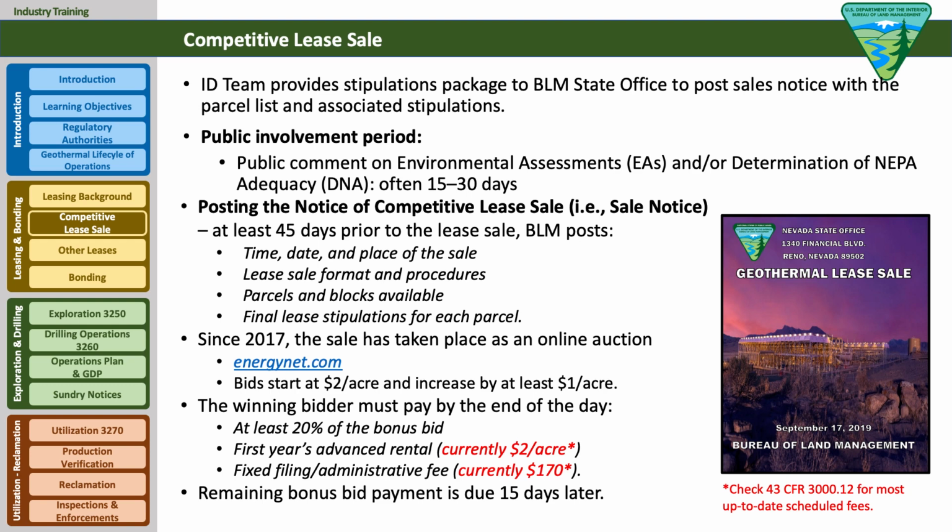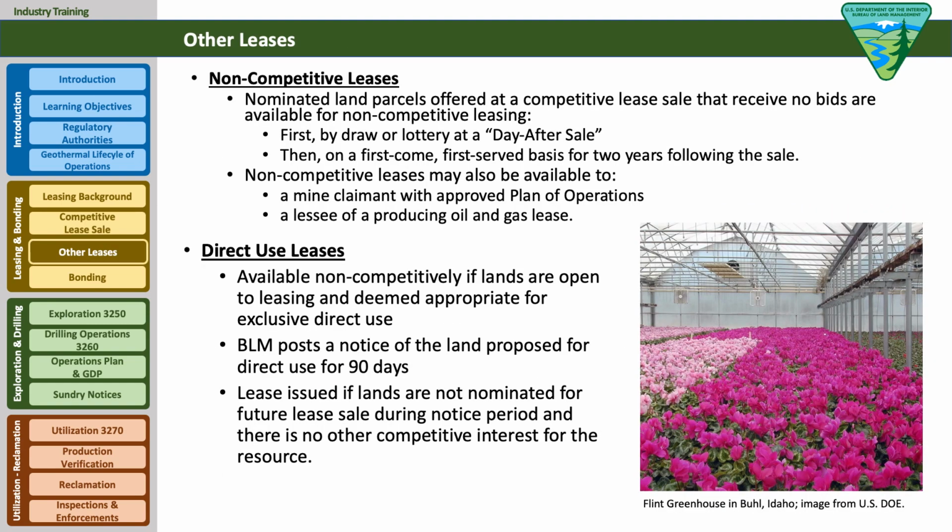The winner is also required to pay the remainder of the bonus bid amount within 15 days of the auction. Failure to pay any of these costs by their respective deadlines can result in revocation of the lease by BLM. There are two other pathways to acquire a geothermal lease: non-competitive and direct use leases. The processes for obtaining these types of leases are similar.